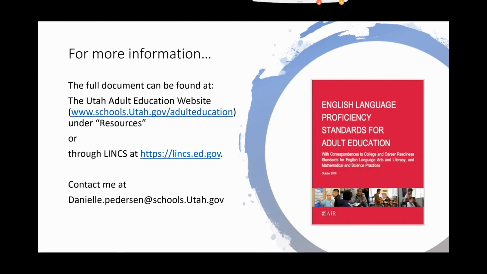So I would encourage everybody to actually pull up the standards document and dive into each of those 10 standards and look at them specifically, look at those different level descriptors, and figure out what you can do to greater incorporate the standards into your daily instruction. You can find the full document on our website, which is schools.utah.gov/adulteducation, or through LINCS, which is just lincs.ed.gov, and then searching the English Language Proficiency Standards. You can also just Google it. If you do English Language Proficiency Standards for Adult Education, it's the first thing that's going to come up.